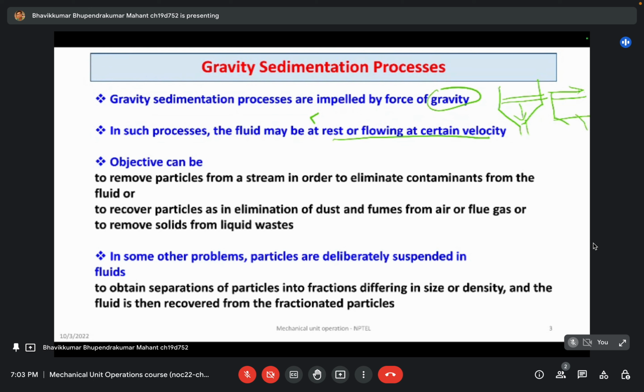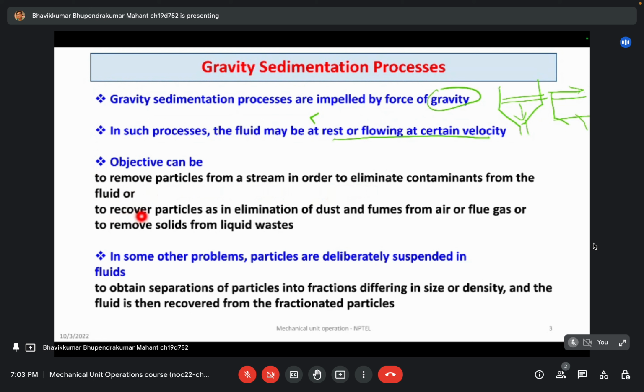Now, what are the objectives for using the gravity sedimentation process? First objective: in some operations we have to remove particles from a stream in order to eliminate contaminants from the fluid. So mainly in wastewater treatment, where we want to remove solid particles, solid garbage or sludge from the liquid, and we want some clear liquid at the end, then gravity sedimentation is a must-go process.